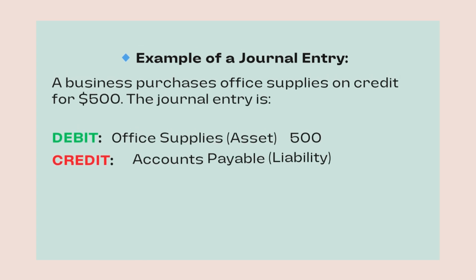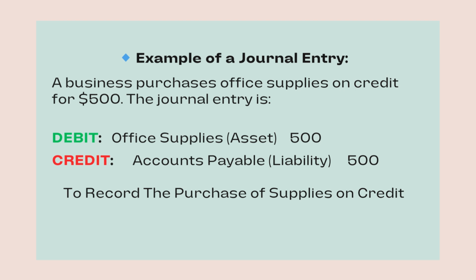A business purchases office supplies on credit for $500. The journal entry is debit, office supplies, asset, $500. Credit, accounts payable, liability, $500. Journal entry explanation: to record the purchase of supplies on credit.